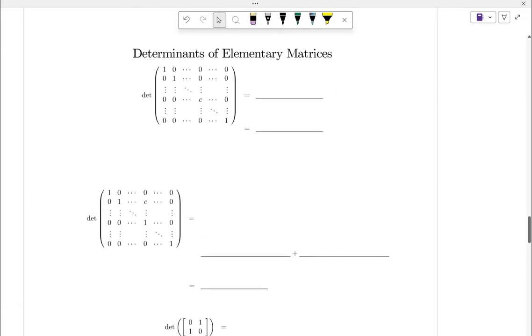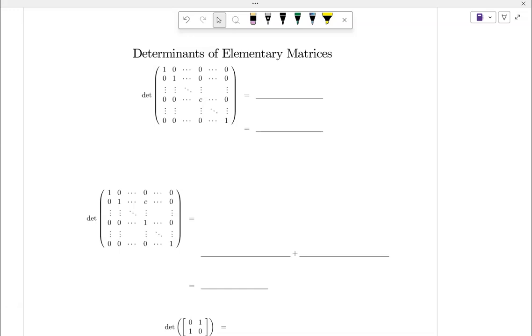Our next page here is talking about how we do determinants of elementary matrices. All right, remember our elementary matrices. Well, how do we do elementary matrices? Those are one step away from the identity matrix, right? What did I do to the identity matrix for that first one? Yeah, I multiplied one of the rows by a constant, right?